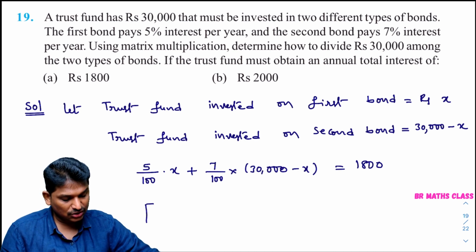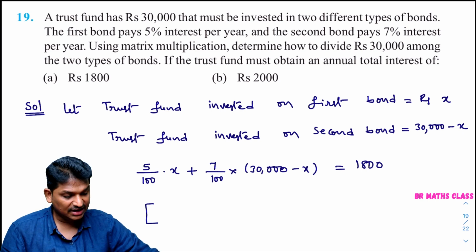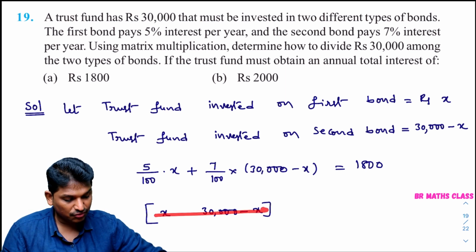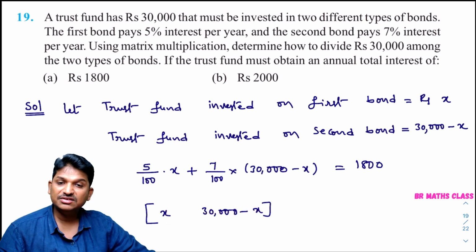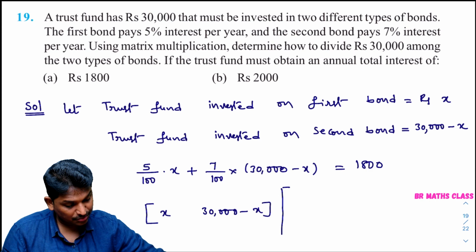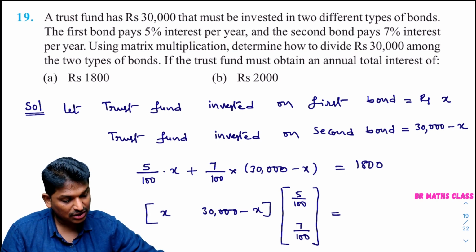Okay. So to get this equation, you already know matrix multiplication. So I'll write like this: rupees x, 30,000 minus x. This is the matrix of order 1 by 2. You can observe one row, two columns are there. And then they are saying 5% on first bond, 7% on second bond. 5% means I will write 5 by 100. 7% means I will write 7 by 100, equal to.